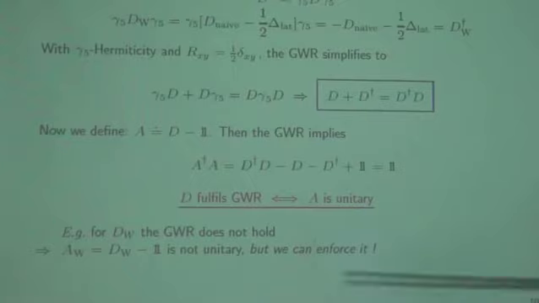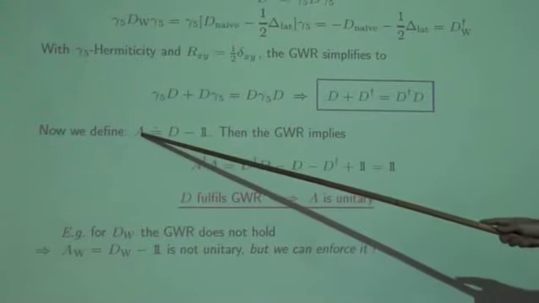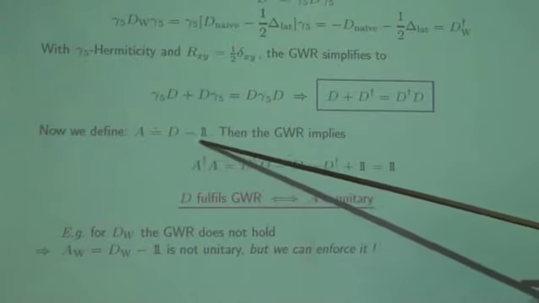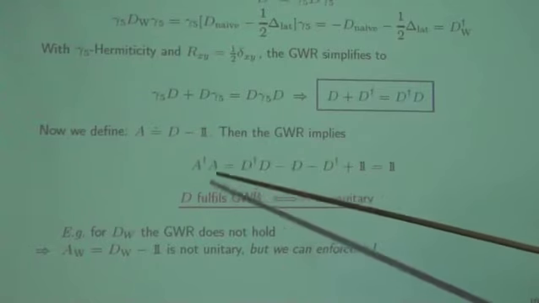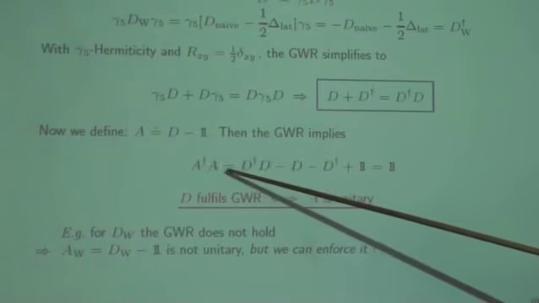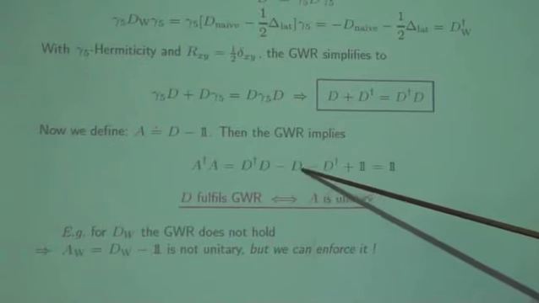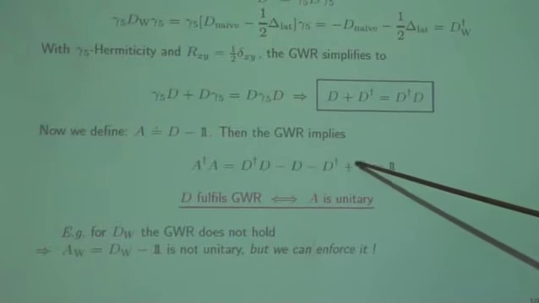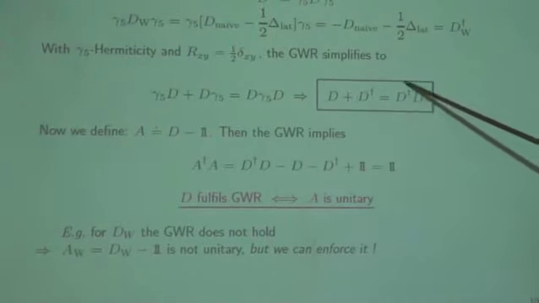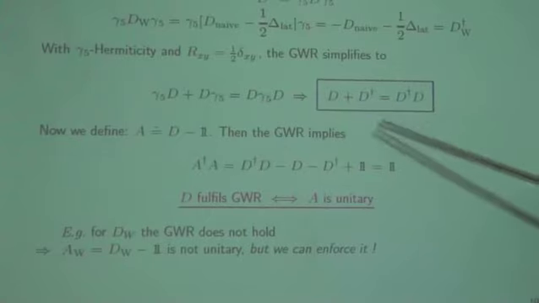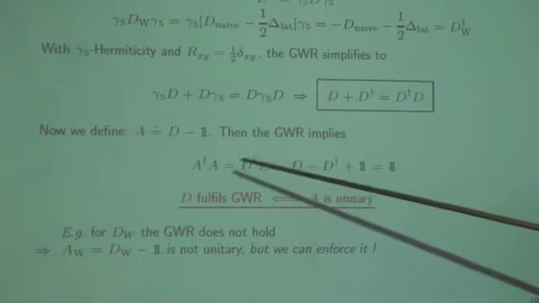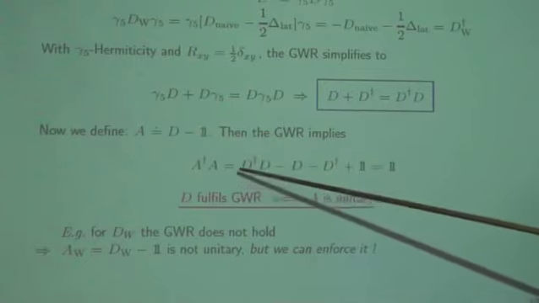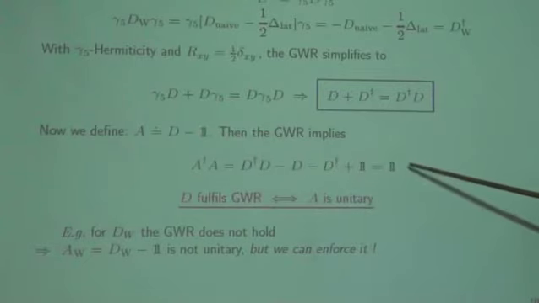The next thing is we make a simple substitution. We take A is D minus 1. Just shift it by 1, and if we now look at A dagger A, we get D dagger D minus these mixed terms plus 1. If this relation holds, the Ginsparg-Wilson relation holds for D, that means A must be unitary, right? Then A dagger A must be 1, so A is unitary.